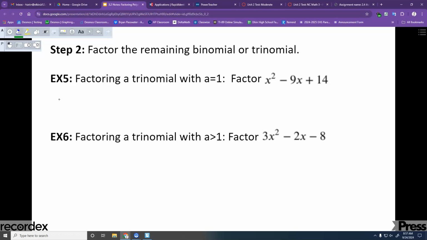So, factoring binomials or trinomials, particularly trinomials, is what we're going to look at here. That is when you're wanting to take something like x squared minus 9x plus 14 and break it up into 2 sets of parentheses, like that. And you might have x plus 4 and x minus 7, or something like that. That's not it for this one.